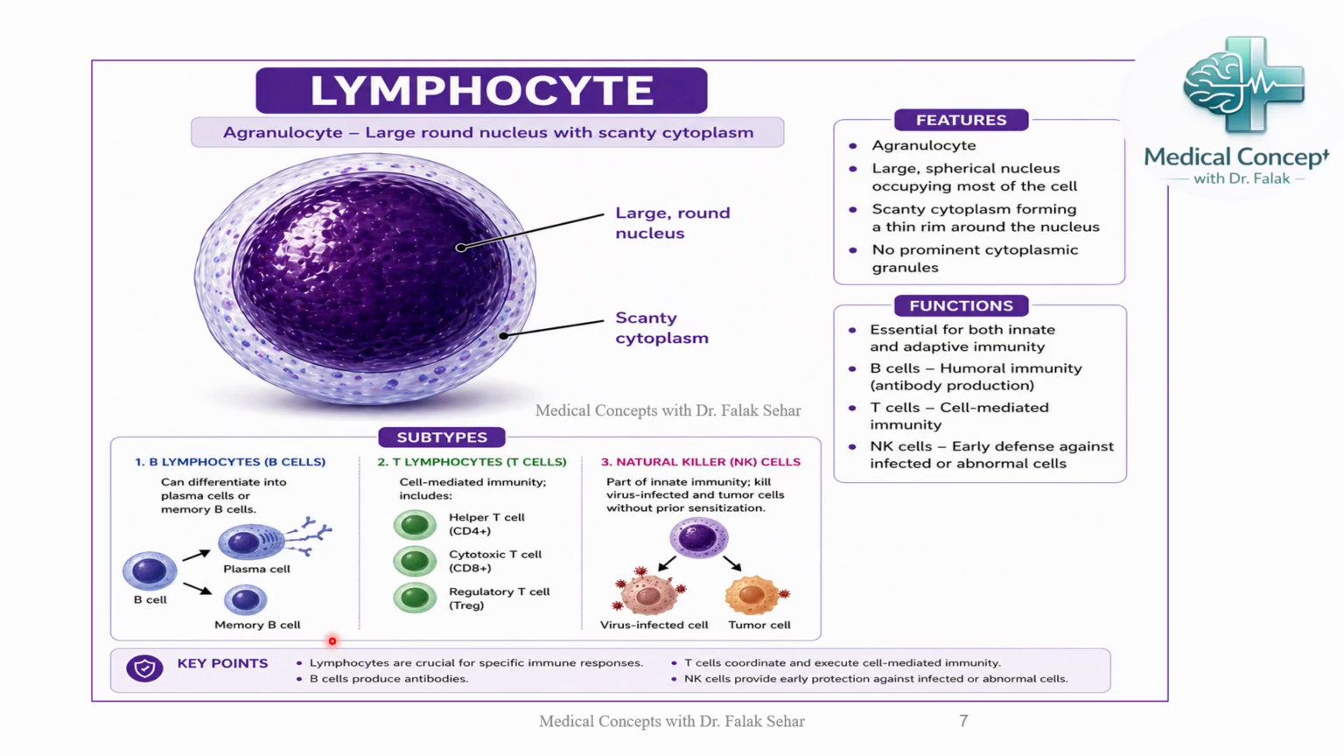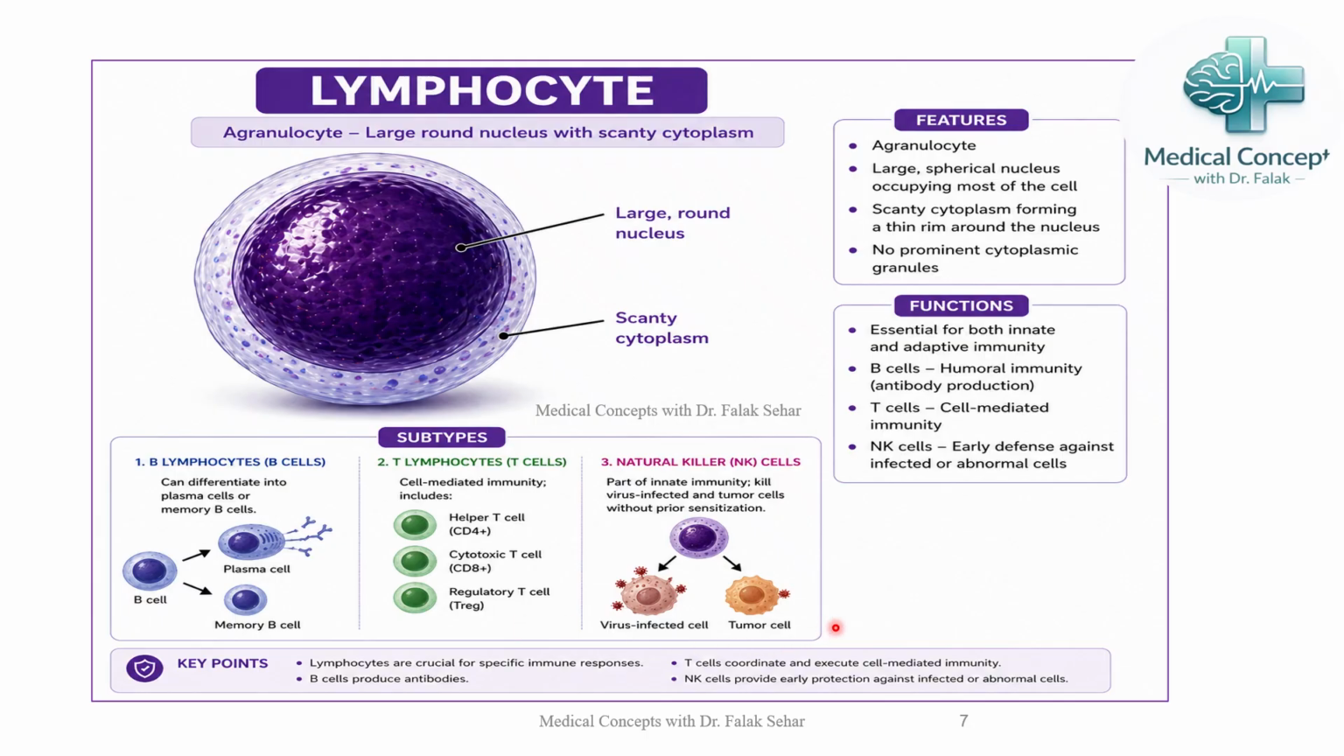There are three major subdivisions. B lymphocytes or B cells are responsible for humoral immunity. They differentiate into the plasma cells that produce antibodies and memory B cells. Then comes the T lymphocyte. T lymphocytes are the mediators of cellular immunity and include further types: helper T cells, which have a specific protein, CD4, on their surface, that's why they're also known as CD4 cells; cytotoxic cells that have CD8 protein on their surface, so they're also known as CD8 cells; as well as regulatory T cells.